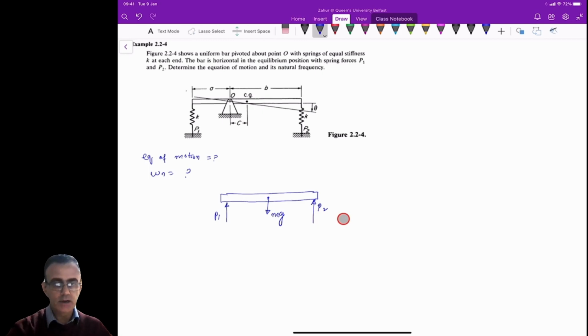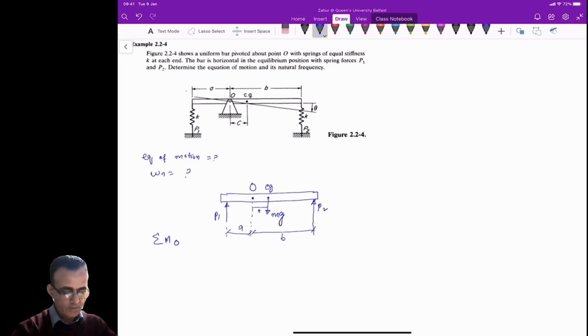Okay, so now if you consider the summation of all the moments about point O, which is this pivot point here, and again, we know that the distance from O to the CG is C, and this distance is A and this distance is B. So if you consider the summation of all the moments about O equal to 0, because in equilibrium position there is no acceleration, so it will be just equal to 0.